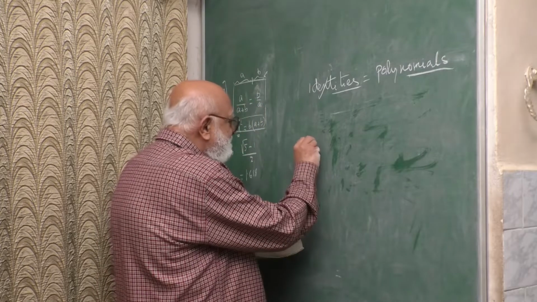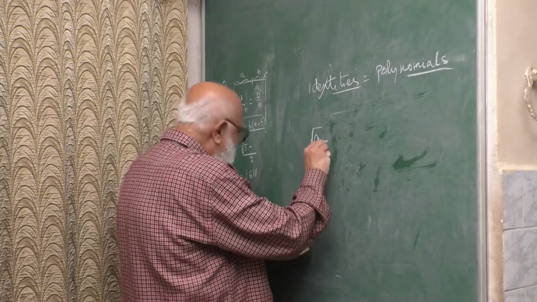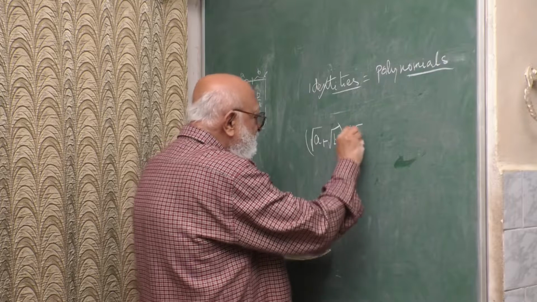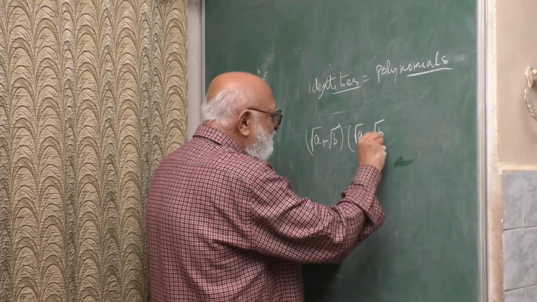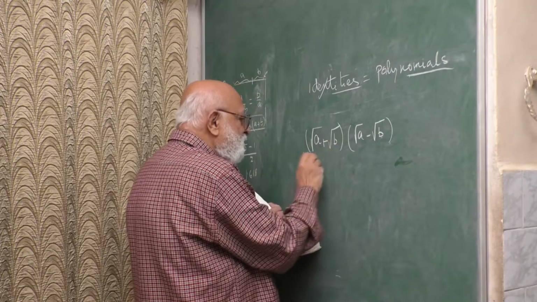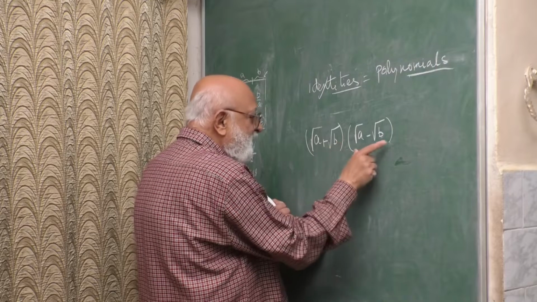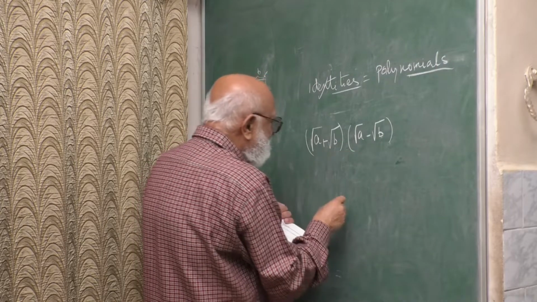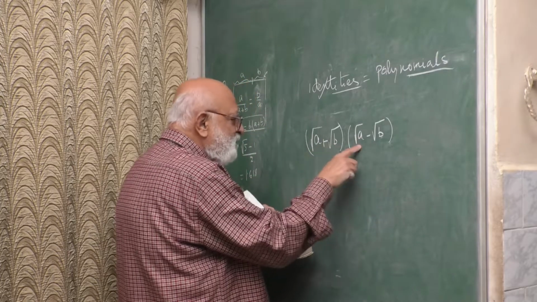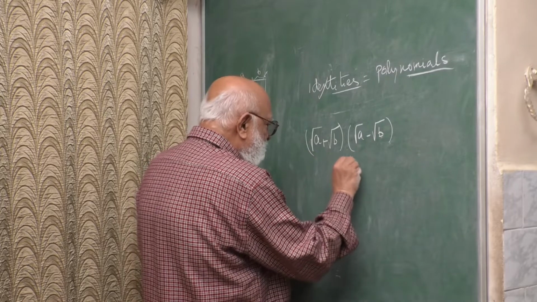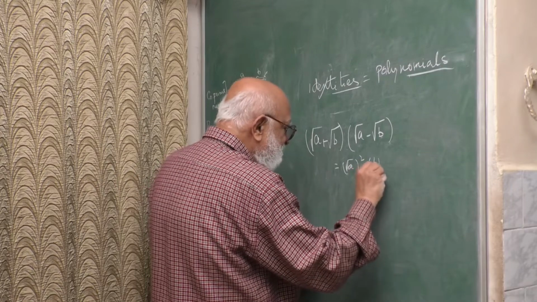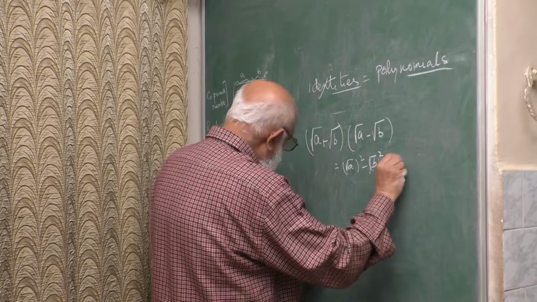So let us say root A plus root B multiplied by root A minus root B. There is no sign between the two brackets. I have repeatedly told you that means this is a multiplication. So what would it be? A square minus B square. It should be root A square minus root B square. So that will be A minus B.